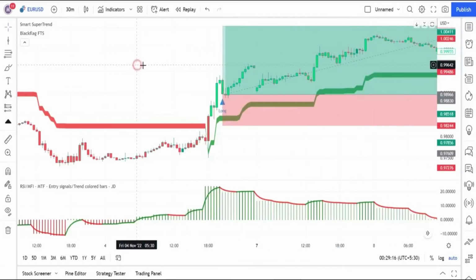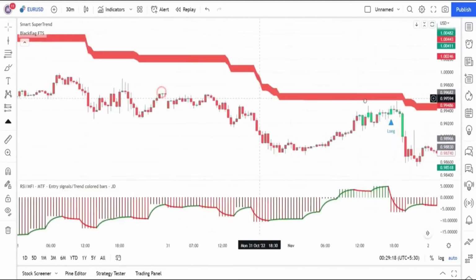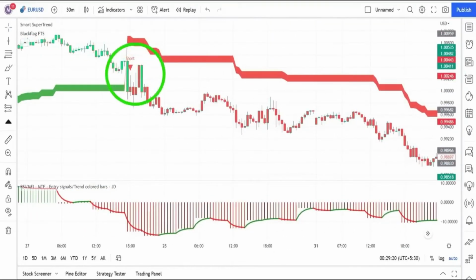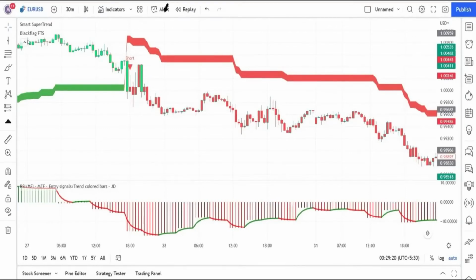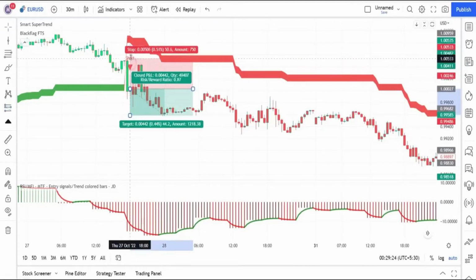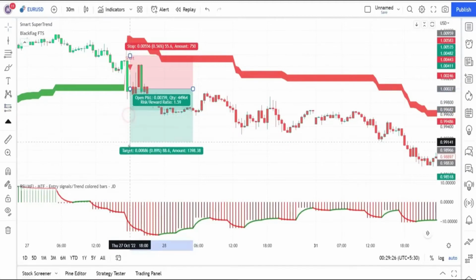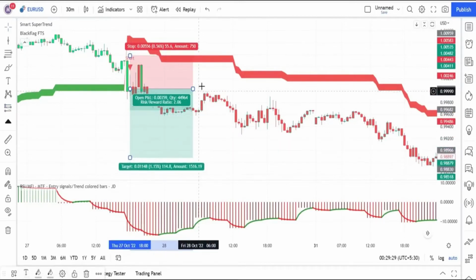Now let's test a short trade and check out its conditions. To enter a sell trade, we have to get a short or bearish signal from the Smart Super Trend indicator, which we have here. Next, the RSI histogram has to be red, so the second condition is met as well. And for the third condition, our candlestick should close under the red line, and this is true here. So we can enter a short selling trade. Our stop loss would be just above the recent swing high.